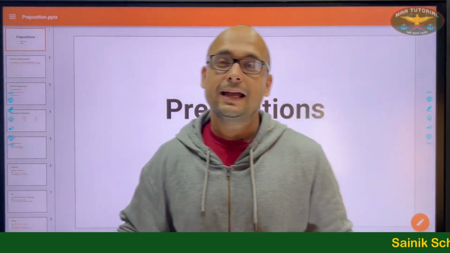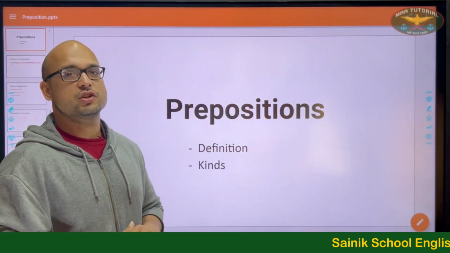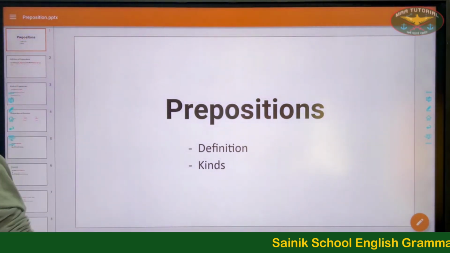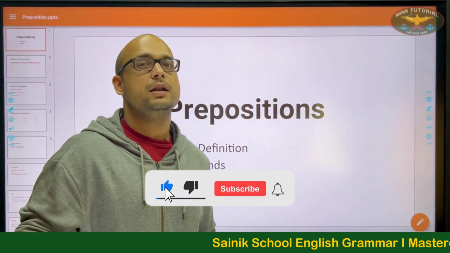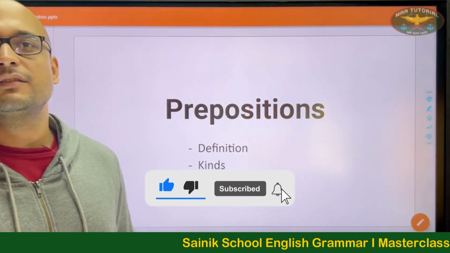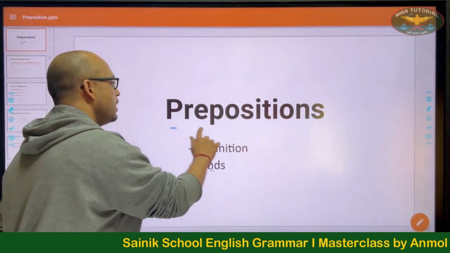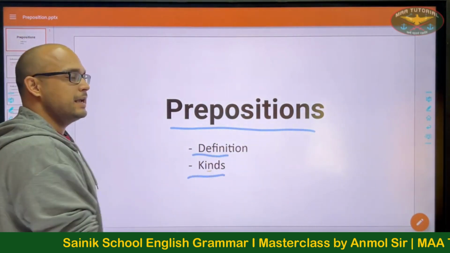We are on our 9th lesson today with the next part of speech, prepositions. We started off with learning about the kinds of sentences, moved on to parts of speech, covered nouns, pronouns, adjectives, adverbs, verbs. Now we are moving on to our next part of speech, called prepositions. Today we are covering the definition of preposition and the kinds of preposition.